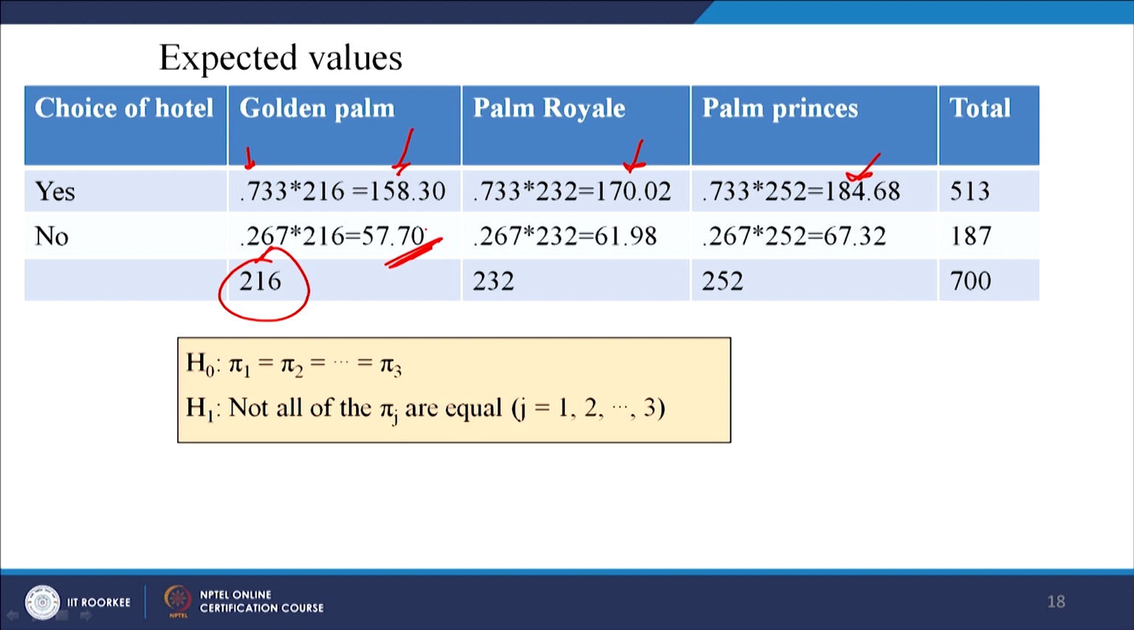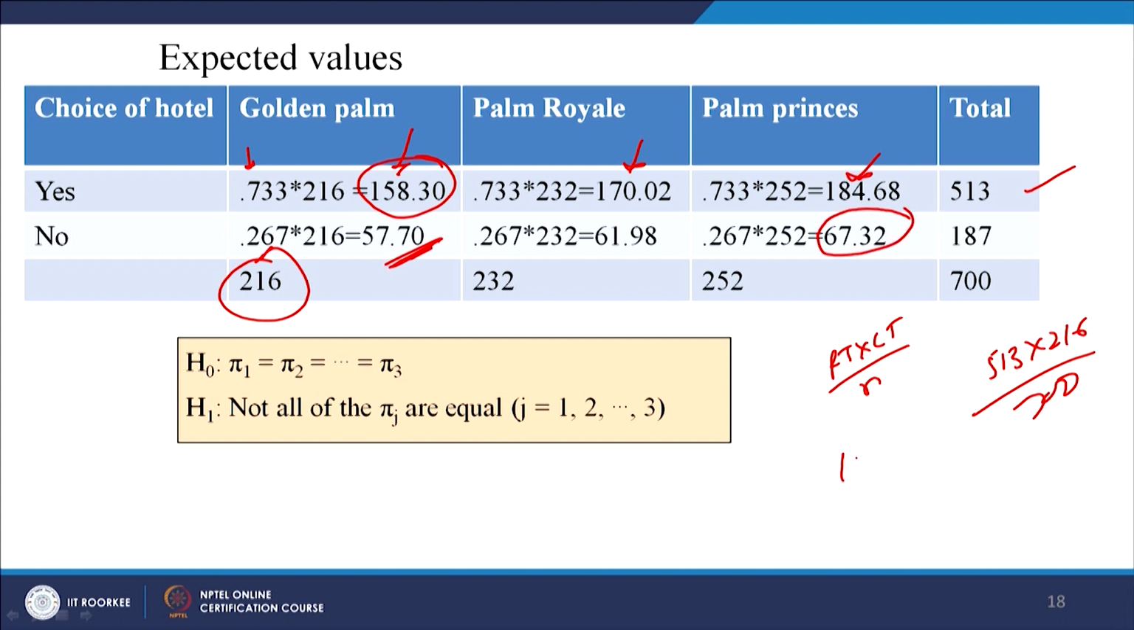The other method I have already taught you, it is row total into column total divided by n, right. So, you can do the same thing here as well, right. So, let us say if you want to calculate this expected frequency, the row total is 513, column total 216, divided by 700, you will get 158.3. If you want to get this expected value, just calculate it using row total, column total 252, divided by 700, right.